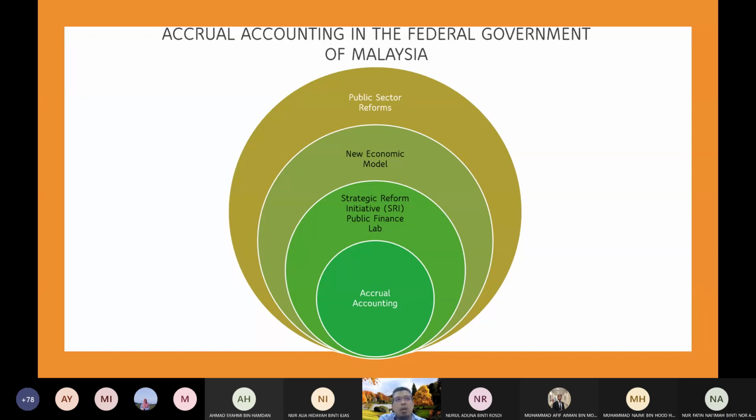So during the time of Pak Lah, okay, but the extent of the implementation now is more advanced, and I think they already have the system, and now we are waiting for the reports at the government level to use accrual accounting.